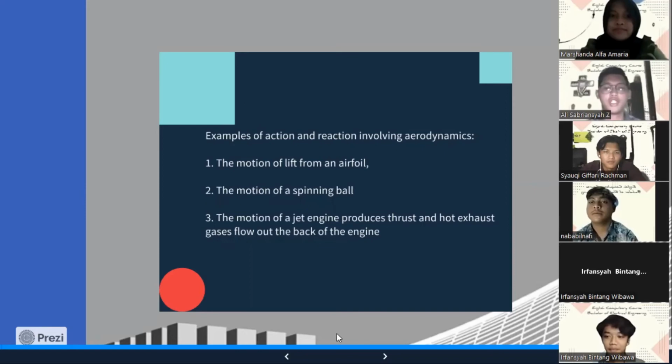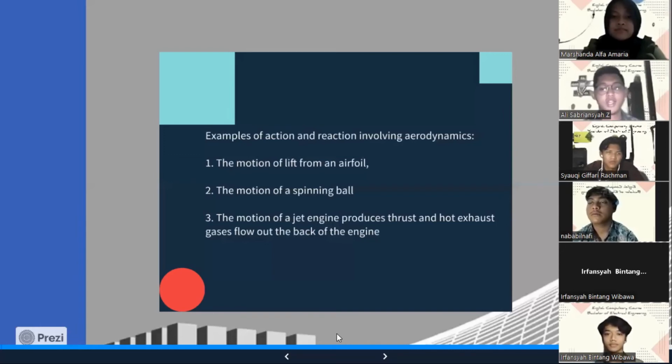Examples of action and reaction involving aerodynamics in Newton's third law. 1. The lifting motion of the airfoil. The air is deflected downward by the action of the airfoil, and as a reaction, the wing is pushed up. 2. The motion of a spinning ball. The air is deflected to one side, and the ball reacts by moving in the opposite direction.